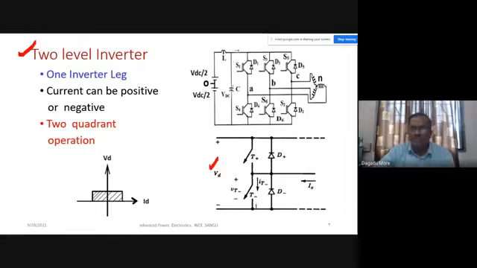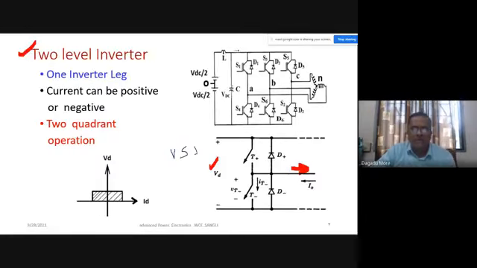We represent the switch here. One leg we have taken. T plus and T minus you can call S1 and S4. D plus and D minus are D1 and D4. We have seen that this current IO can have two directions, one direction and another direction opposite to that. This converter, or this inverter, we can call a VSI, voltage source inverter.